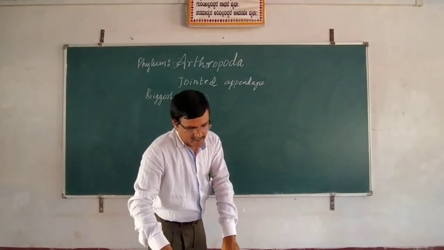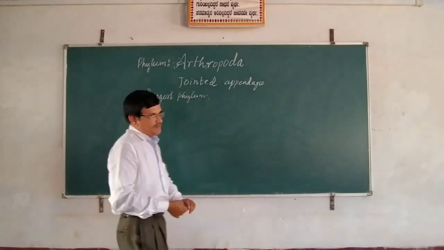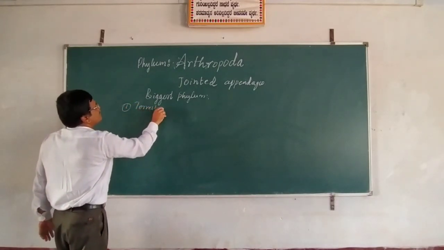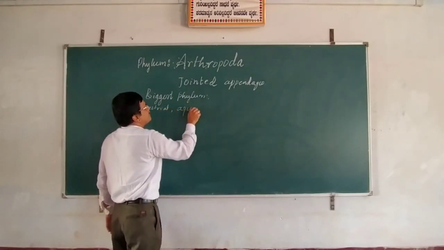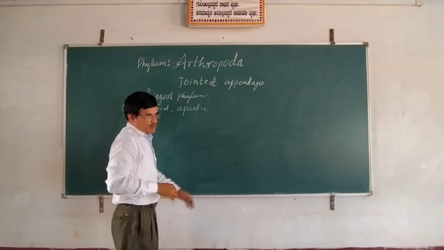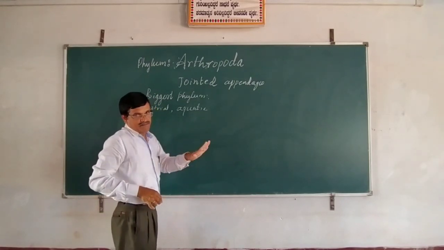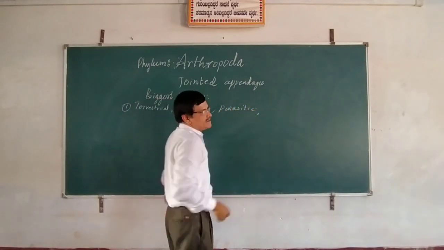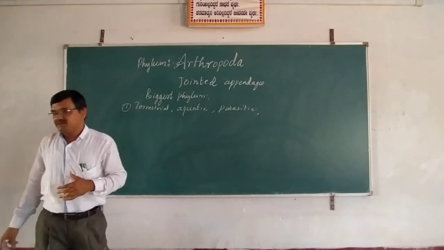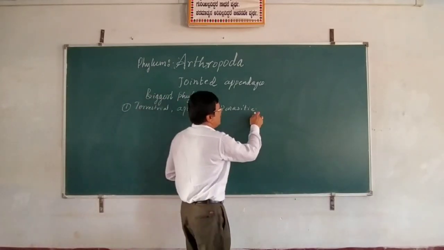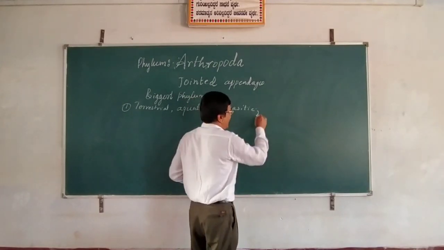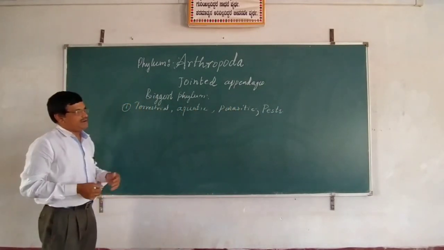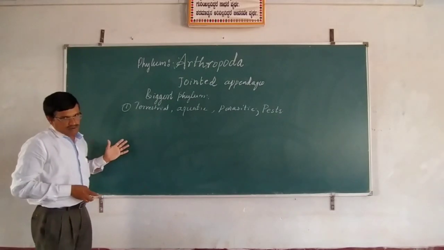And the arthropods are terrestrial, aquatic, both freshwater and marine water. Then parasitic. Some arthropods are parasites. And some arthropods act as pests. Okay.